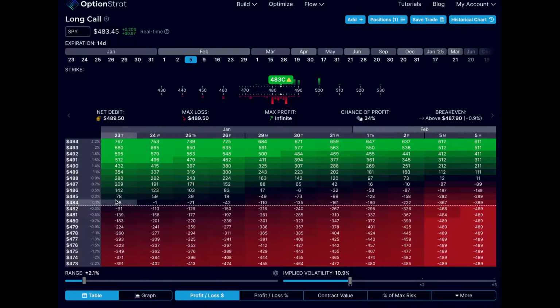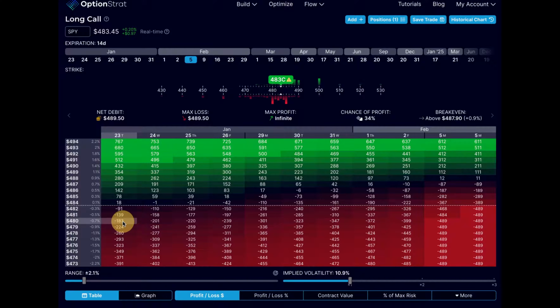Now, let's just say the market does move in my favor. Let's say that I enter this position in the morning and later today, the market rockets up to $487. Well, if that were to happen, I would be up $209 in this trade. Or later today, the market drops down to $480. Well, I'm going to be down $183.